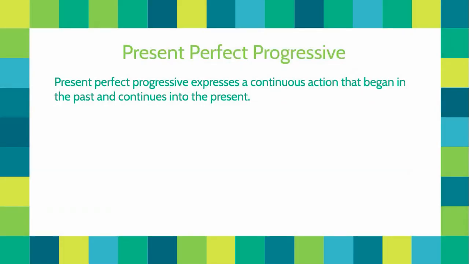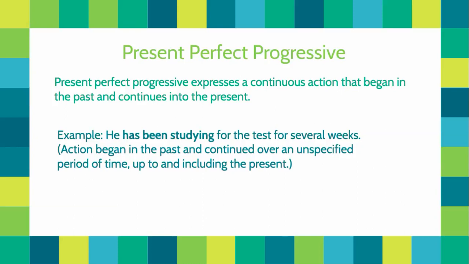All right, now we get into the present perfect progressives, which are the wordiest and most complicated, and the ones, honestly, that you're probably not going to use very much. Present perfect progressive expresses a continuous action that began in the past and continues into the present. He has been studying for the test for several weeks.